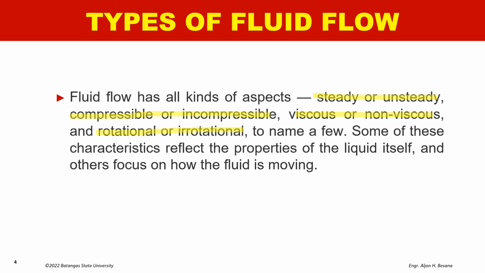Steady or unsteady flow is dependent on the velocity of the fluid. When the velocity at any point of that fluid is constant, then that flow is steady. While if it is changing because of the bumps or the friction or the pipe where the fluid is flowing, then that is unsteady. Compressible or incompressible fluid was discussed in the first part of our midterms. Compressible fluids are mostly gases, while incompressible fluids are those of the liquids.